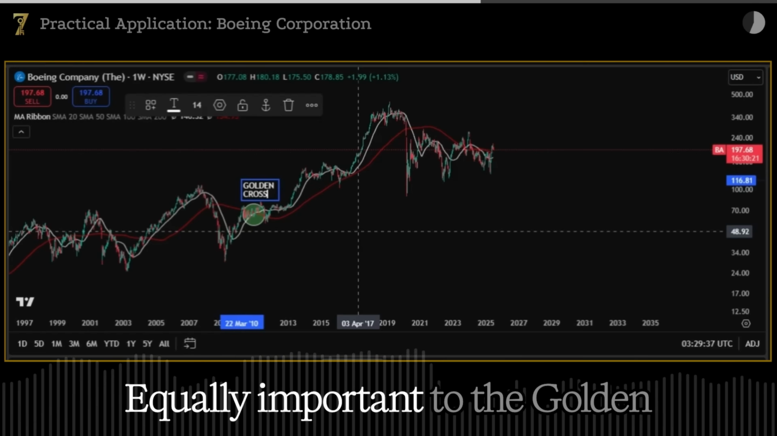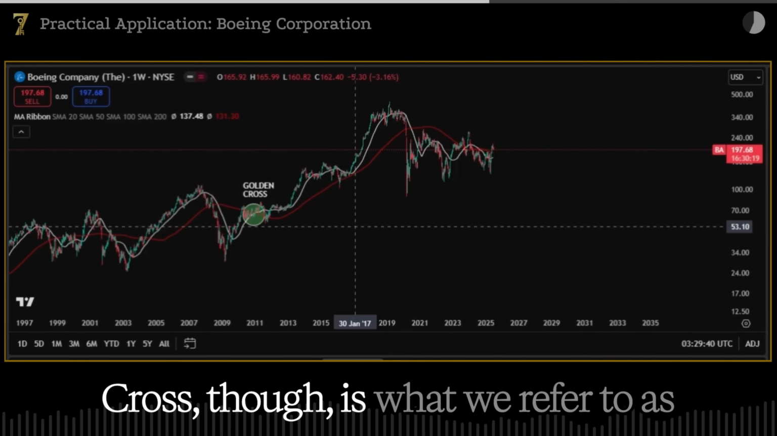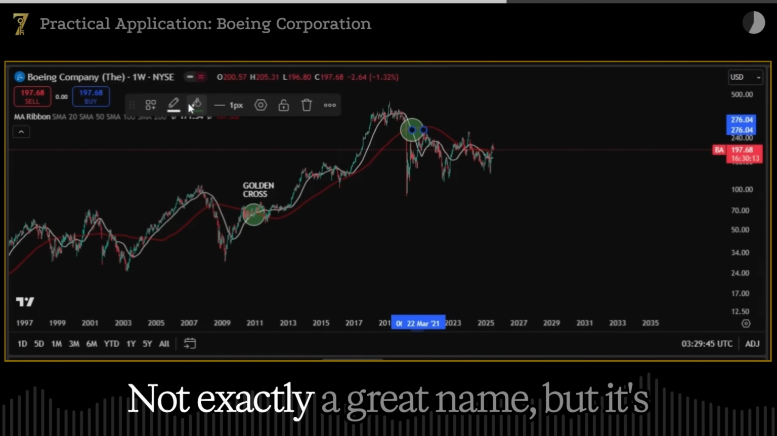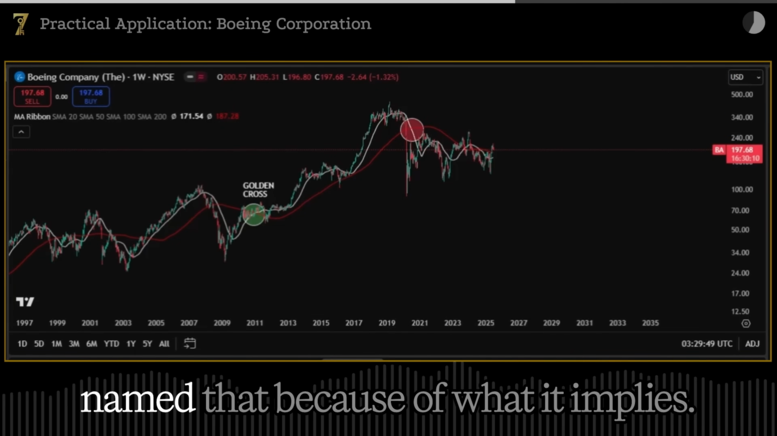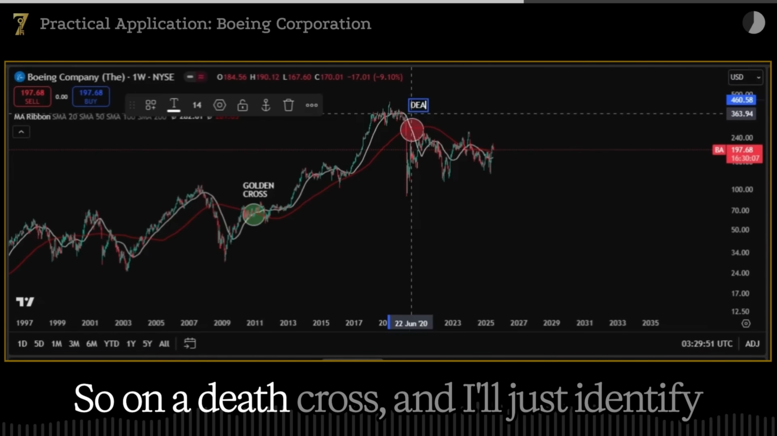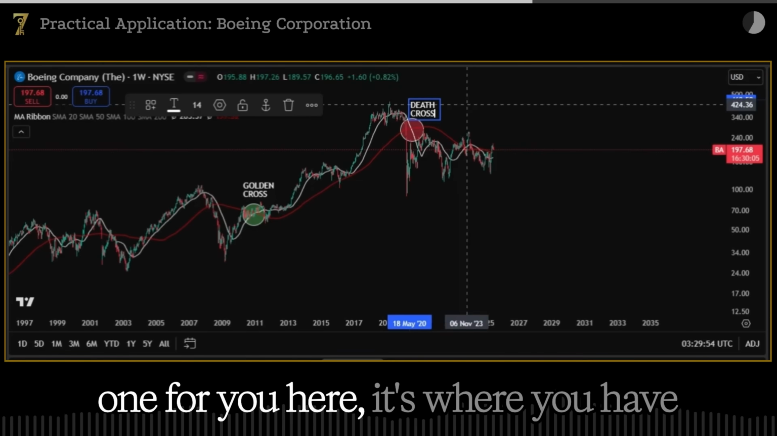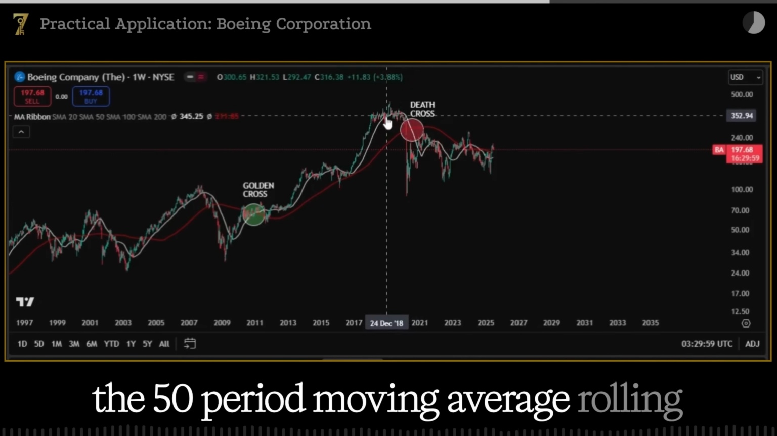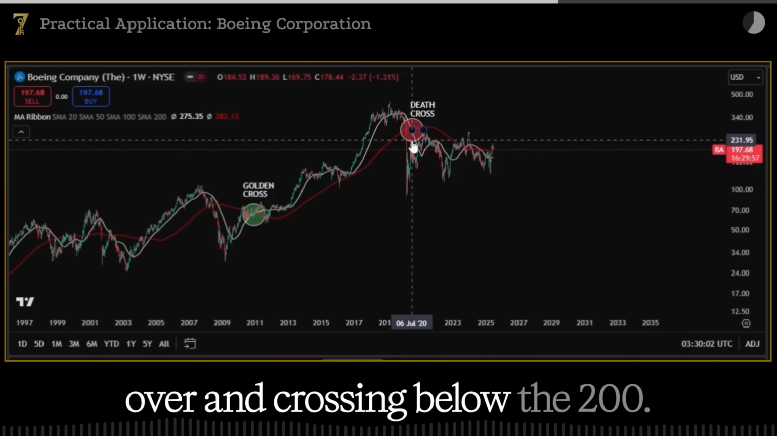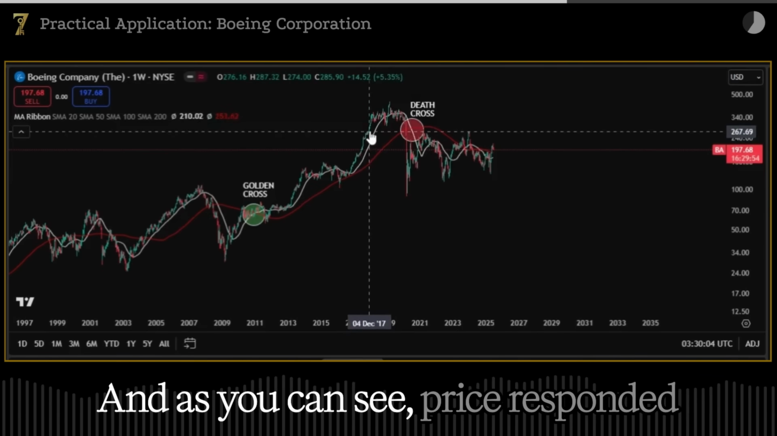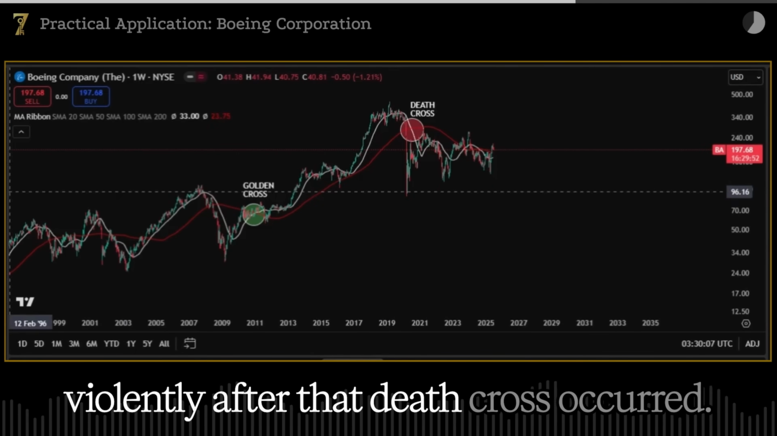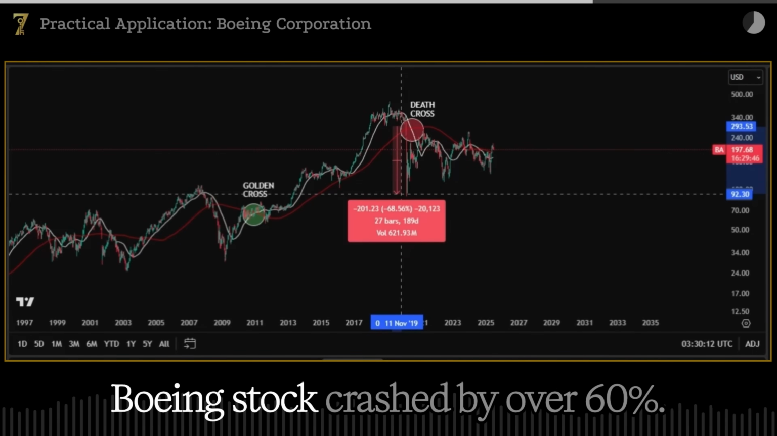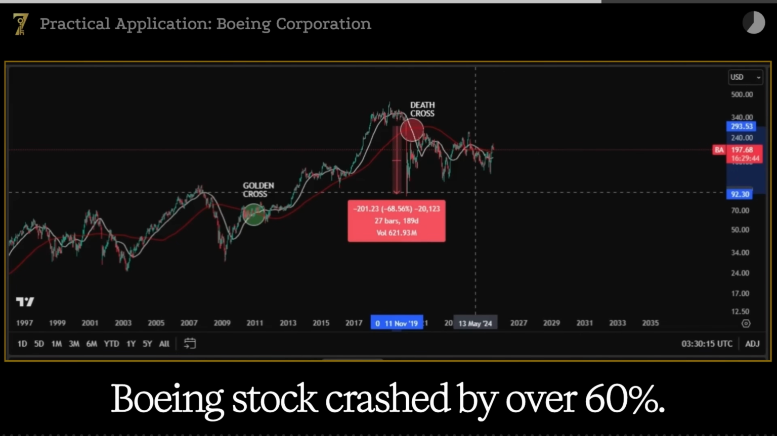Now, equally important to the golden cross, though, is what we refer to as the bear cross or the death cross. Not exactly a great name, but it's named that because of what it implies. So on a death cross, and I'll just identify one for you here, it's where you have the faster moving average, in this case, the 50 period moving average, rolling over and crossing below the 200. And as you can see, price responded violently after that death cross occurred. As a matter of fact, if we take it just from where the cross actually happened, Boeing stock crashed by over 60%. So that's amazing.